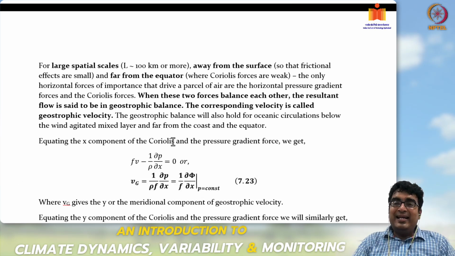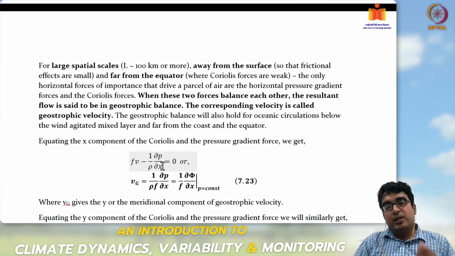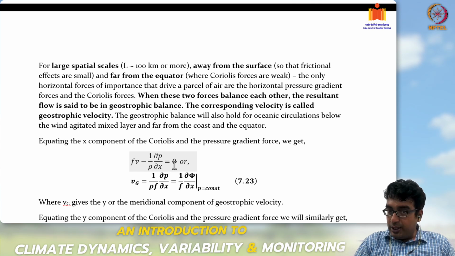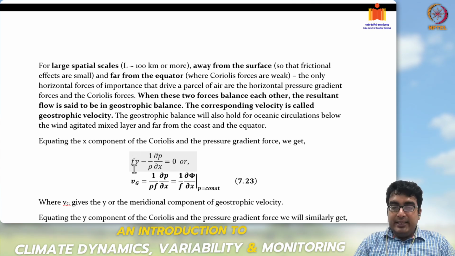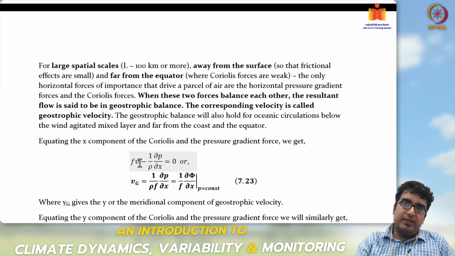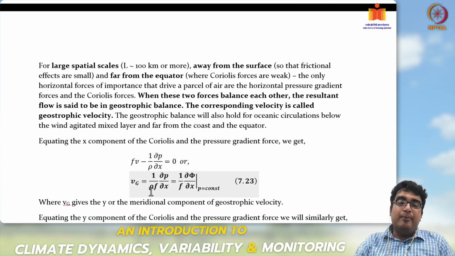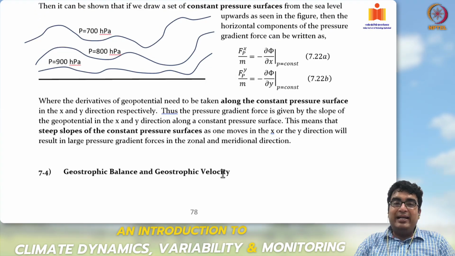So if the x component of Coriolis force and the x component of pressure force are balanced, then it means fv, which is the x component of Coriolis force, and minus 1 by rho del p del x is equal to 0. Here v is now the geostrophic velocity. The meridional component of geostrophic velocity is 1 by rho f del p del x. Now del p del x is del phi del x.